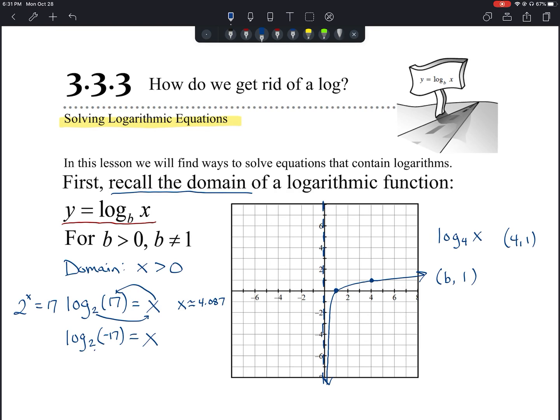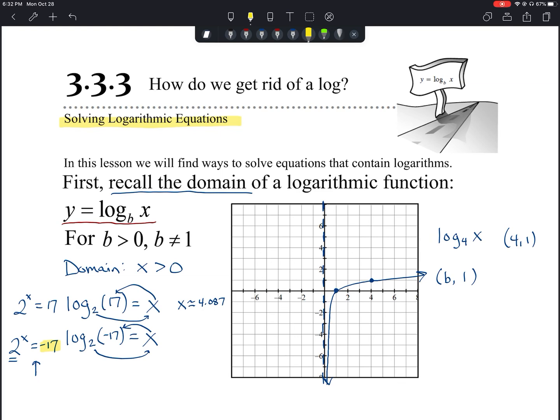But for the second one, when we do that, 2 to the power of x equals negative 17. Well, that's not going to work for us, right? Because I can't take 2 and multiply it times itself or divide it by itself over and over and get a negative answer, right? We can't get a negative answer there.